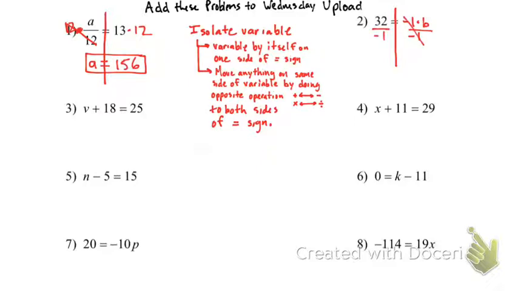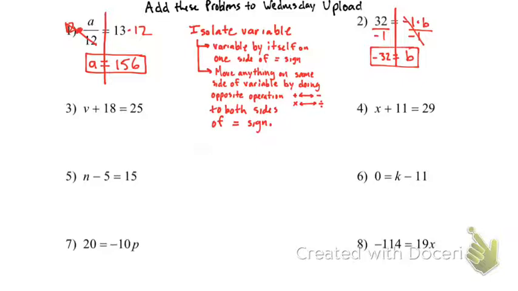The negative 1s cancel out, and we get negative 32 equal to b. A lot of students sometimes struggle. They're like, wait, the b's on the wrong side. No, it doesn't matter in math. The variable can be on any side. Okay? This is your final answer. All right? That simple. Let's do number 3.